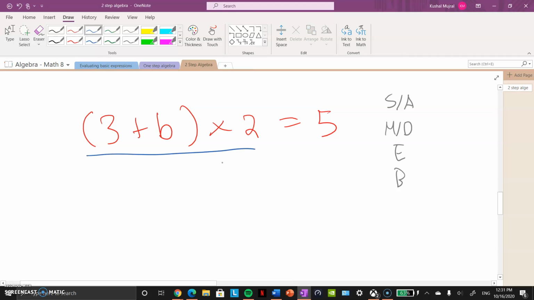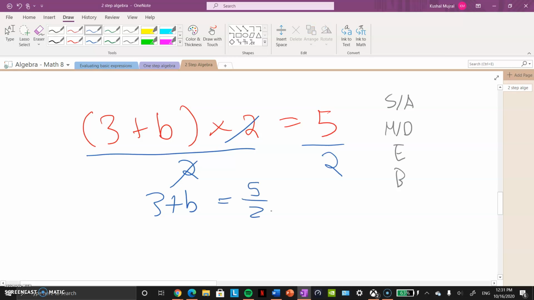We will divide by 2, and what you do to one side, you do to the other. These 2's cancel. This becomes 3 plus b. Oh, there's no need to write an equal sign here, actually. 3 plus b equals 5 over 2.